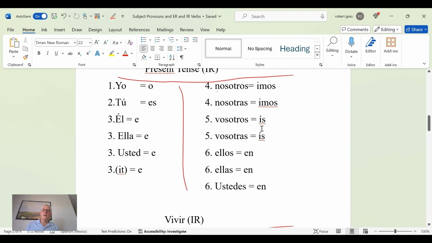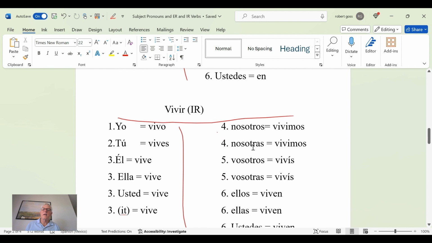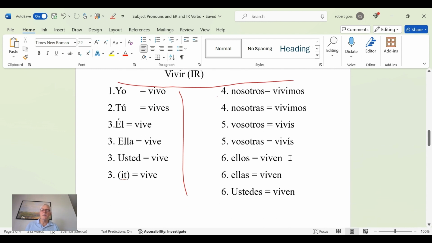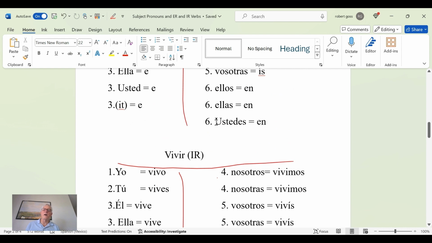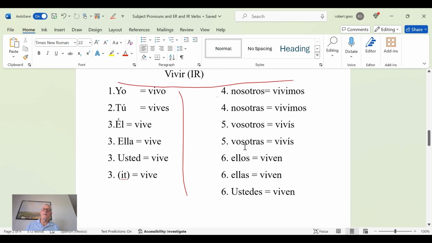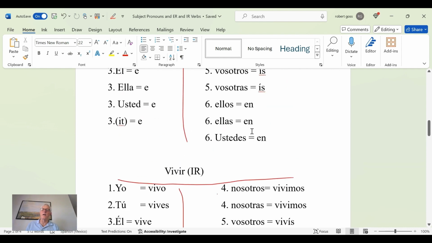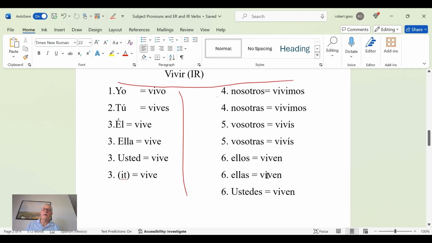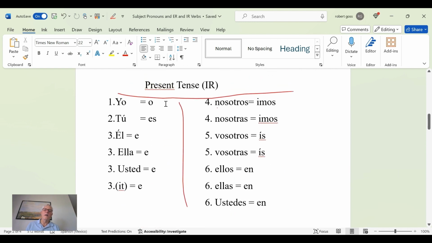They live. Ellos, we cross off the ER, we put an EN, and that would be viven. Ellas, cross off the IR, put EN. Ellas viven, they live. Ustedes, we cross off the IR, we put an EN, and that would be ustedes viven. So our endings would be O, S, E, imos, is, en.